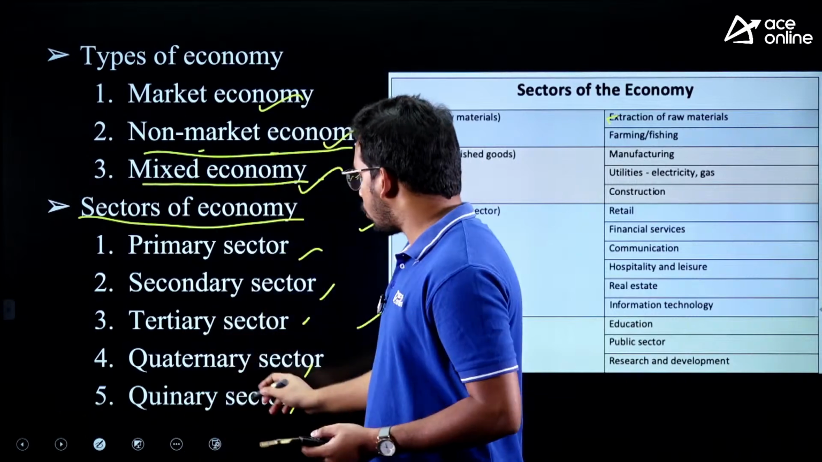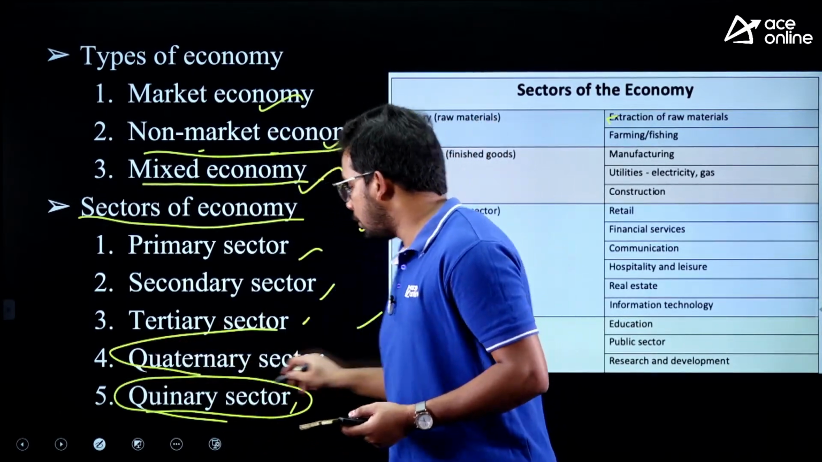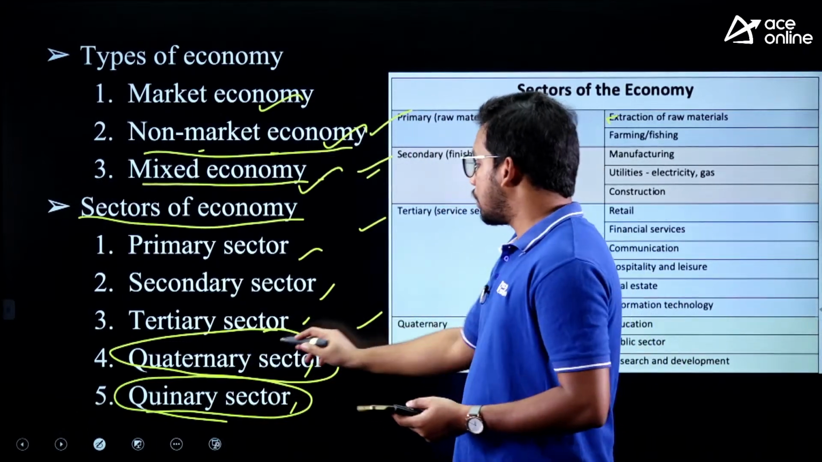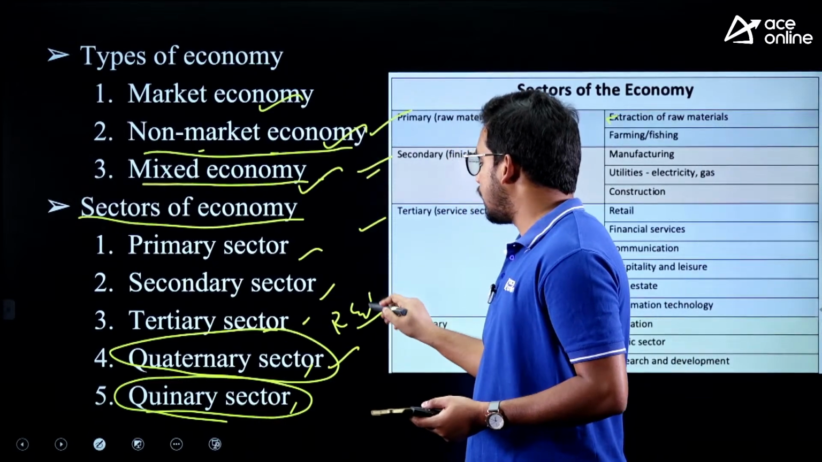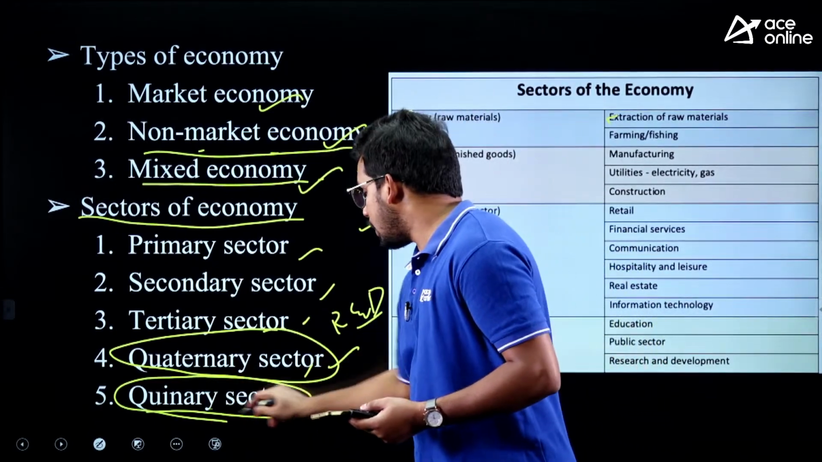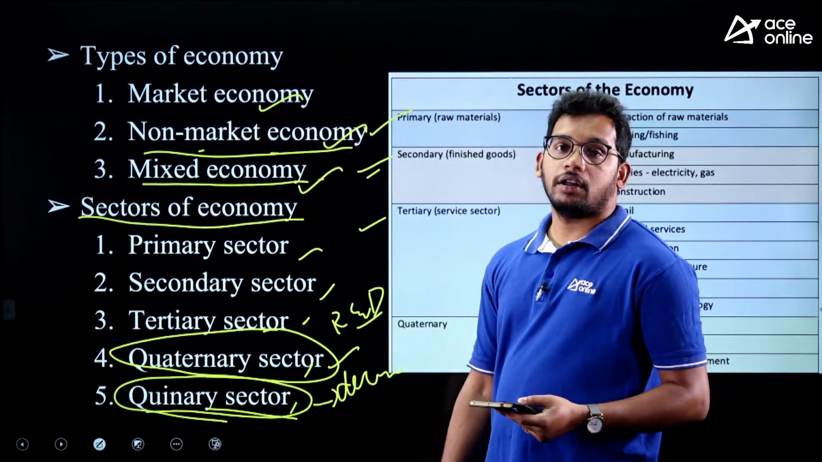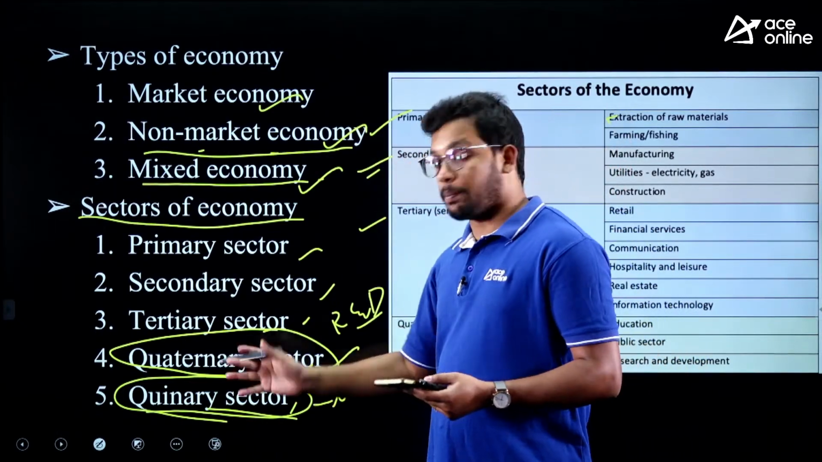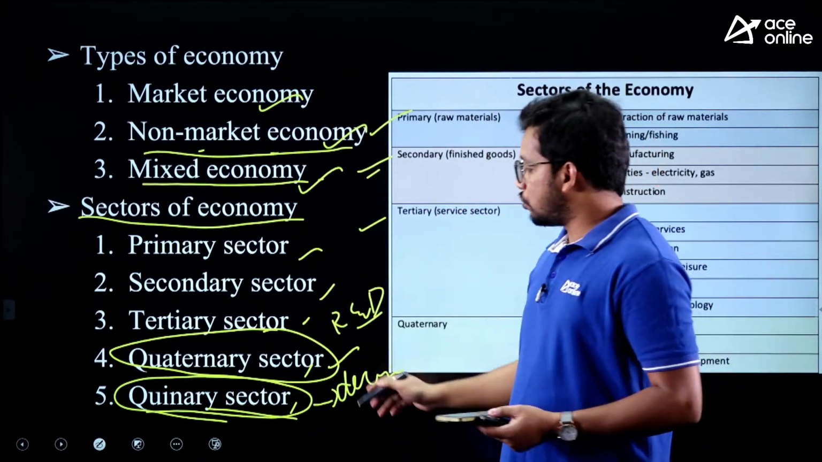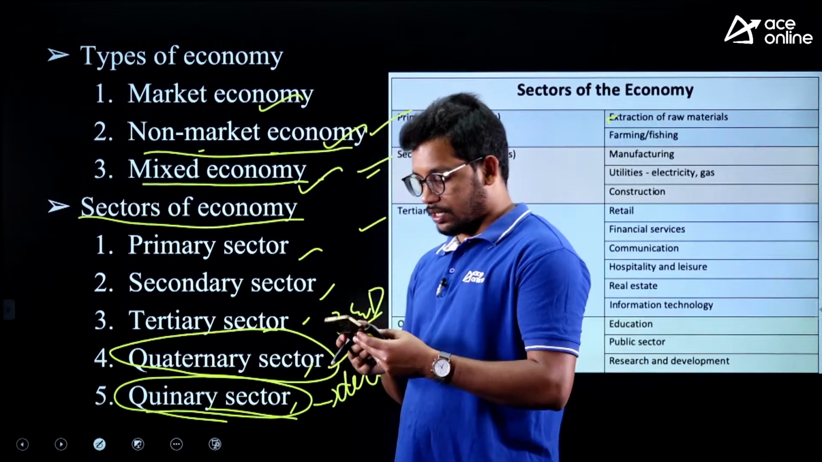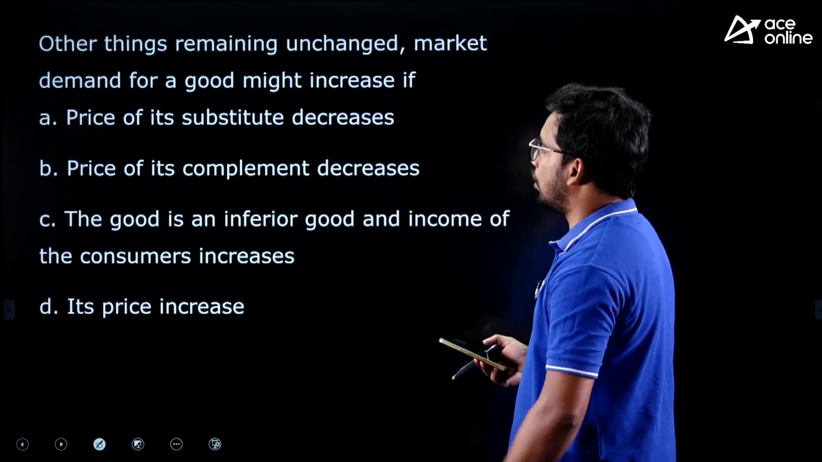And we have one more called the quinary sector. Quinary and quaternary may confuse you in the exam. Quaternary is for research and development, scientific developments. And quinary means decision making, like the chairman of ISRO or the prime minister. Those are the people who take decisions for the country. So this includes the quinary sector, right? So this is about the sectors of the economy.